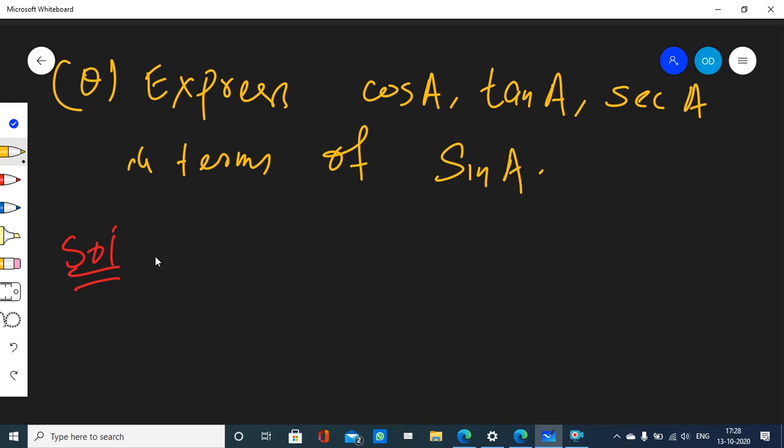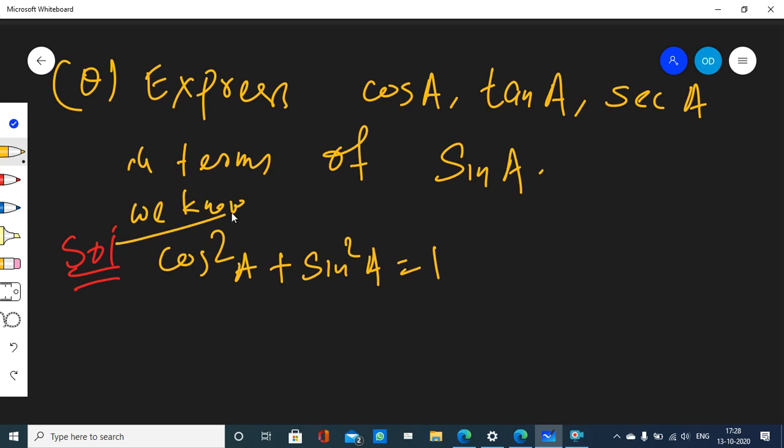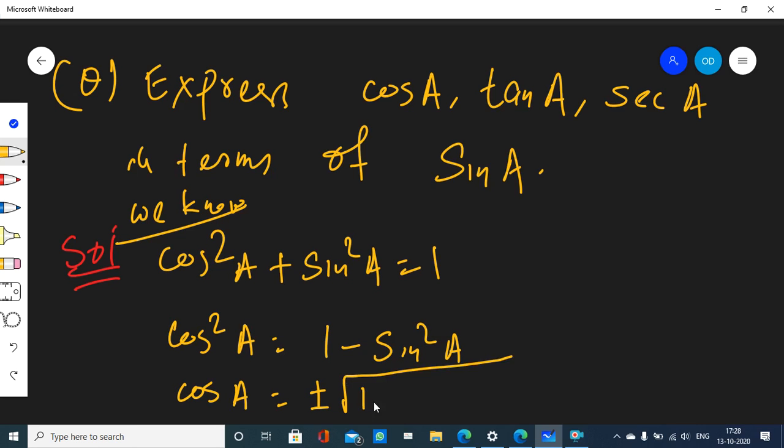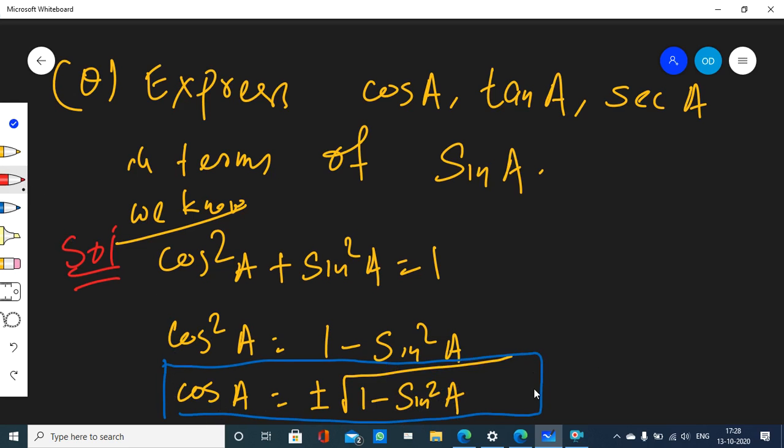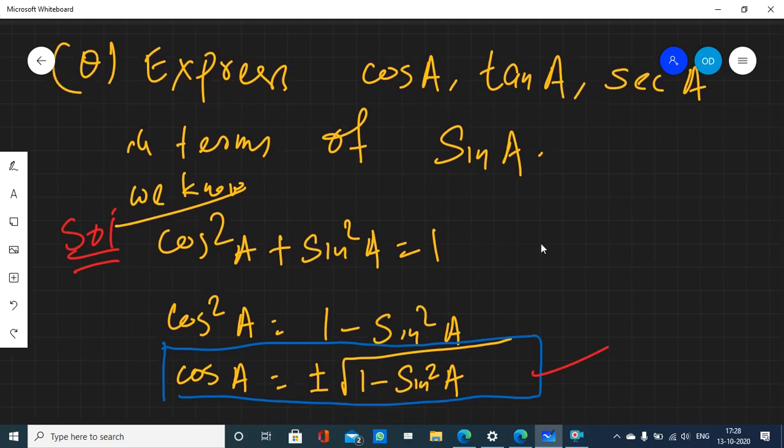First one. Well, we know that cos square A plus sin square A is equal to 1, right? Then cos square A will be equal to 1 minus sin square A. Then cos A will be equal to plus or minus root over of 1 minus sin square A, right? So we expressed cos A in terms of sin A.